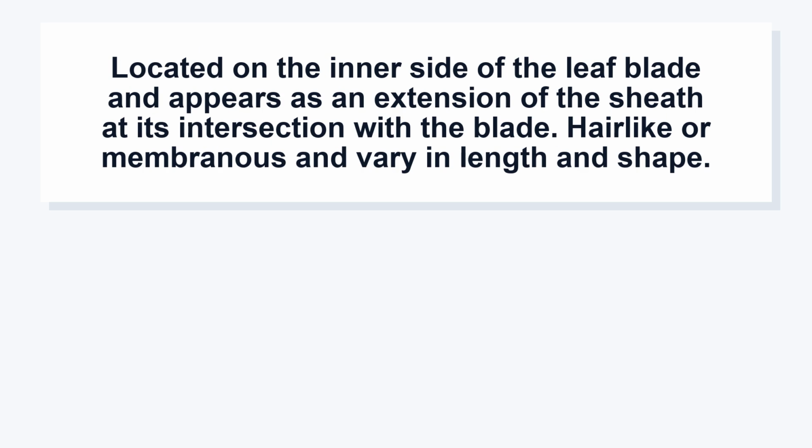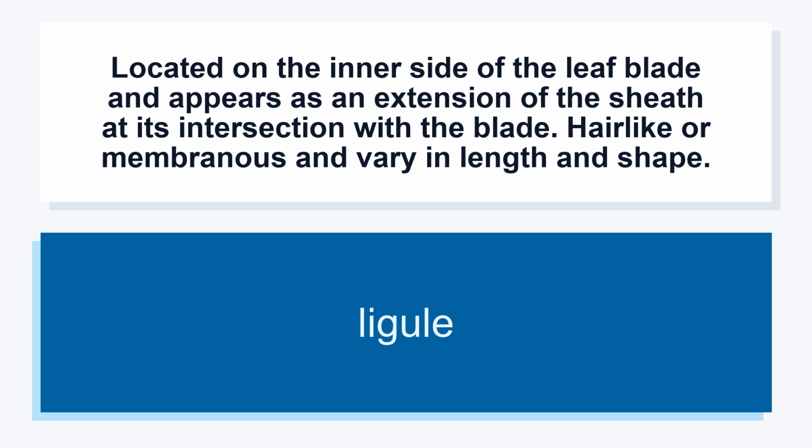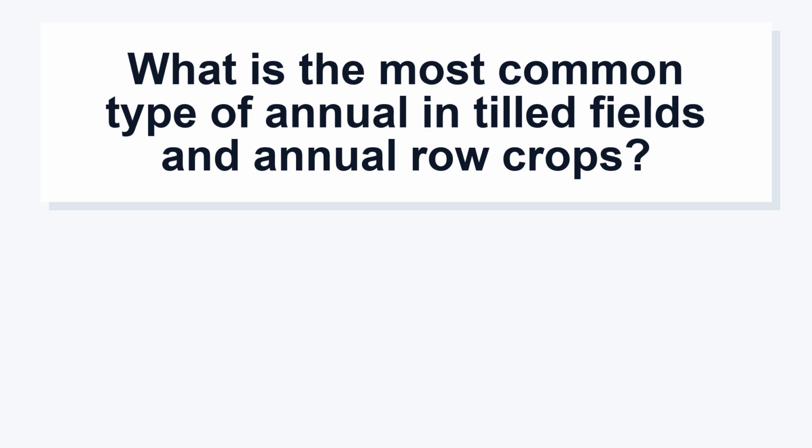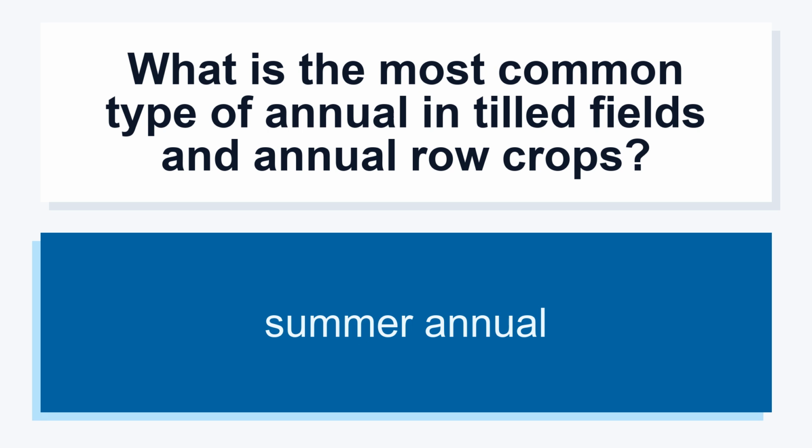Located on the inner side of the leaf blade and appears as an extension of the sheath at its intersection with the blade. Hair-like or membranous and vary in length and shape. Ligule. What is the most common type of annual in tilled fields and annual row crops? Summer annual.